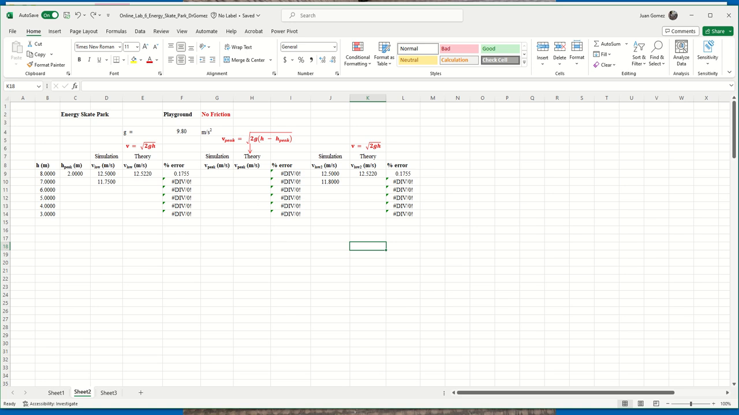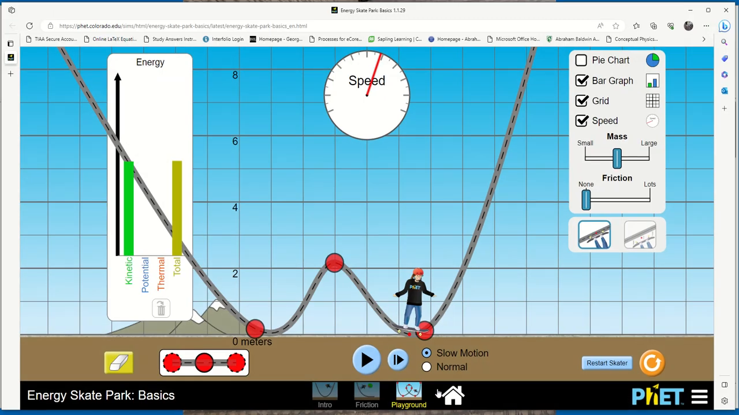So what do we mean by V peak? Well, let's go back to the simulation. And again, you're doing it 6 times. The skateboarder, again, starting from a height of 8, then 7, 6, 5, 4, 3. So right now, let me put him at a height of 8. Okay. Up here, right there.